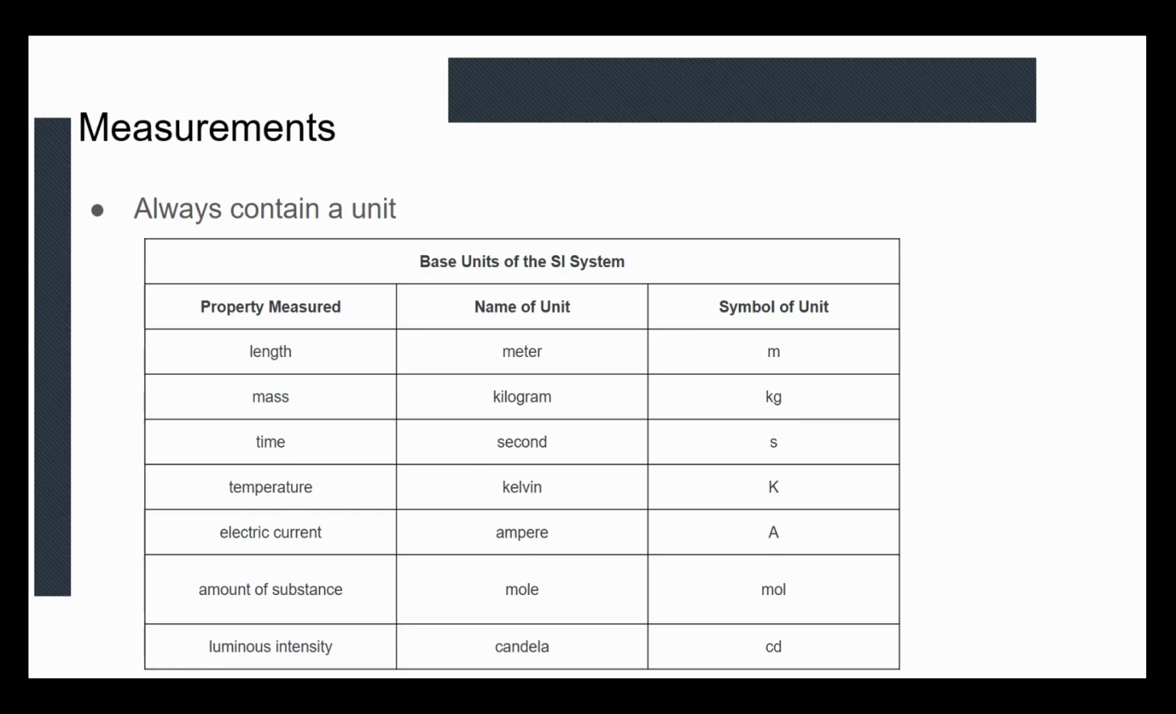Current, amount of substance, and luminous intensity. We're not going to use amperes or candelas in chemistry, but if you take physics, you'll see it there.